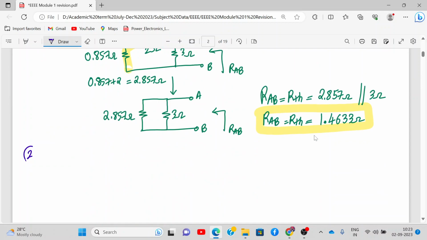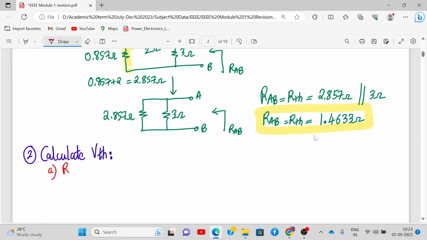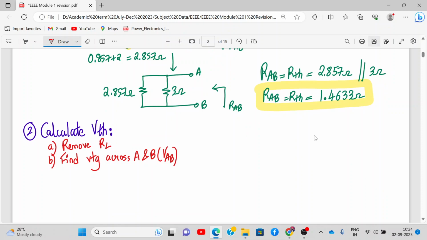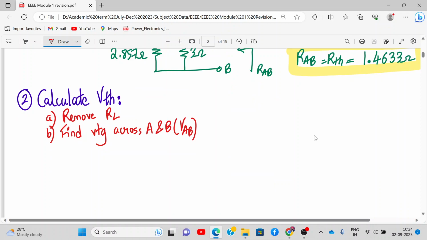Okay. Then we'll calculate VTH. So for this, what is the procedure? The procedure is very simple. Remove RL and then find the voltage across the A and B terminals. That is VAB or VTH. Alright. So let me redraw the circuit. You also need to redraw the main circuit. Okay. So let me redraw it over here.